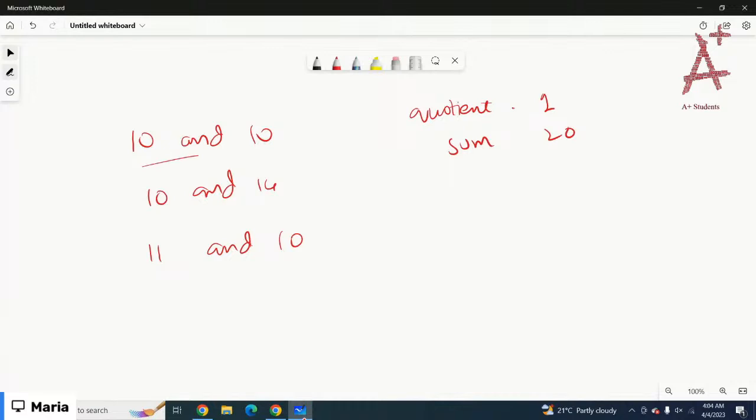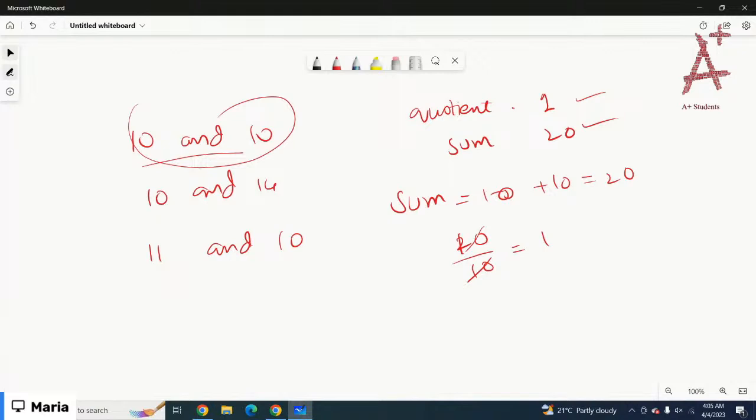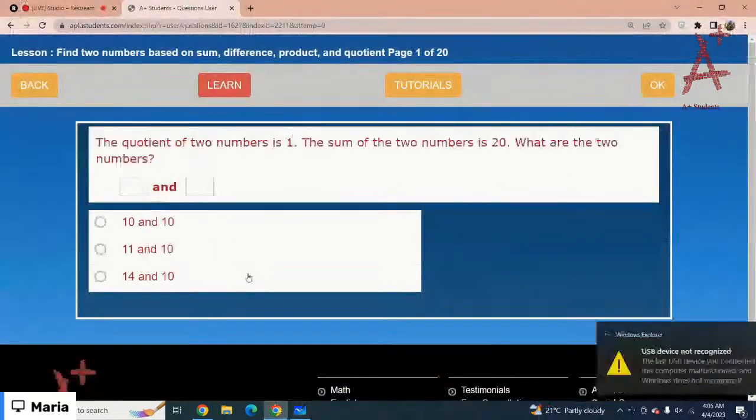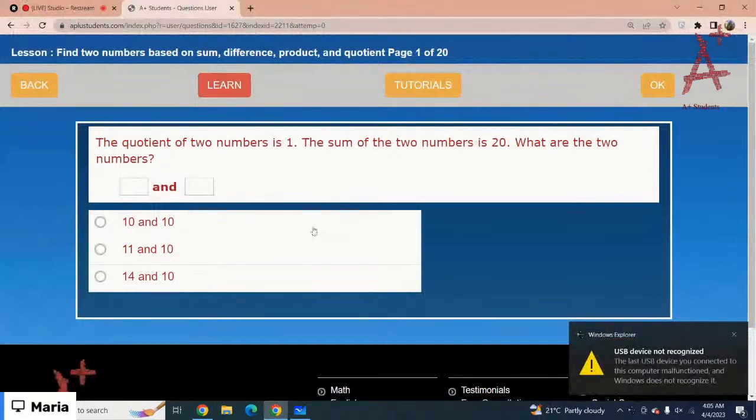Let's just start with the first option. Got it? Let's just see for the sum. Just add them. 10 plus 10 makes 20. Got it? This is the correct one. Just divide 10 over 10. 10 times 1 is 10. See, quotient is 1. That means option number 1 is the correct option. 10 and 10 are the numbers that when added makes 20 and when divided makes the quotient 1. Got it? So the correct option is 10 and 10.